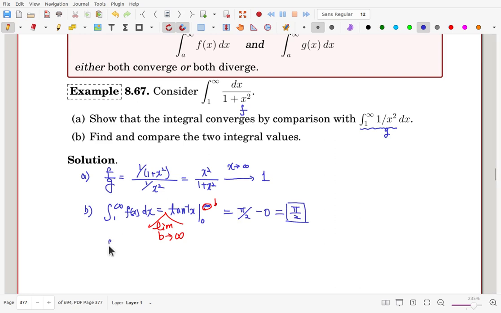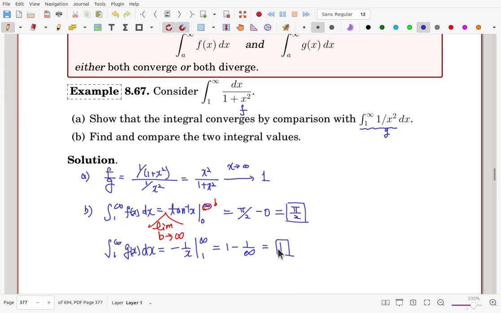Secondly, the integral from 1 to infinity of g(x) dx, that is 1 over x squared. The antiderivative is minus 1 over x, and we are evaluating from 1 to infinity, which is the same as 1 minus 1 over infinity, so that is 1.